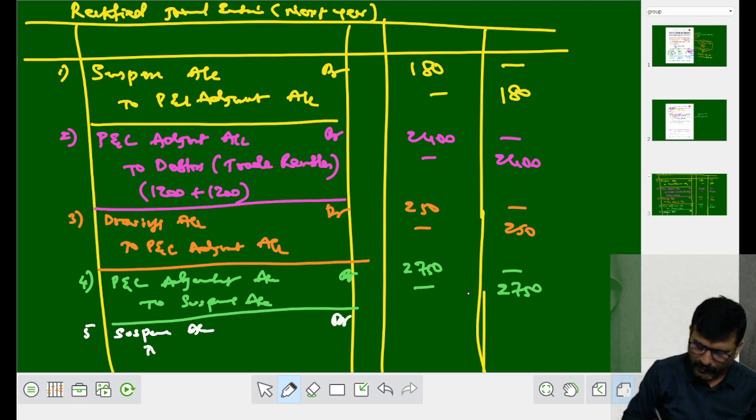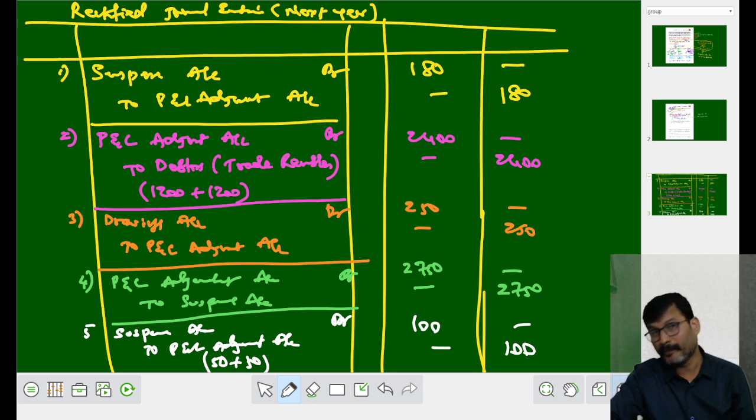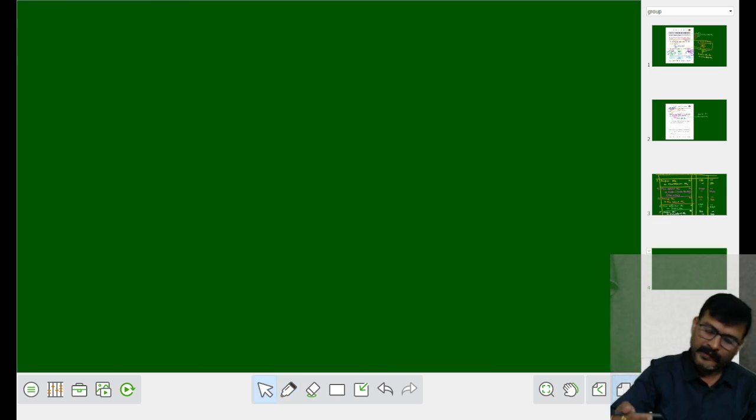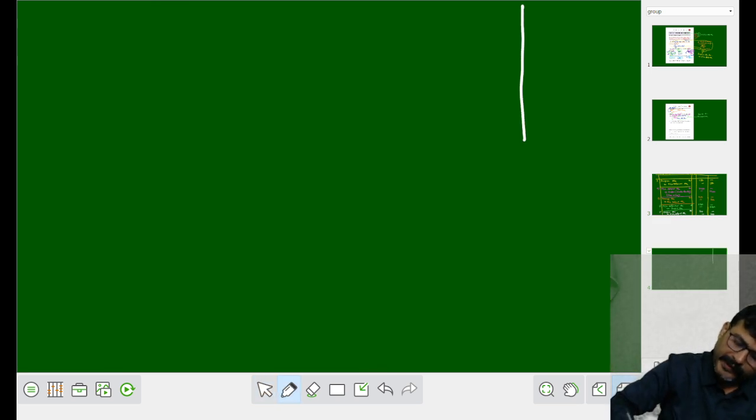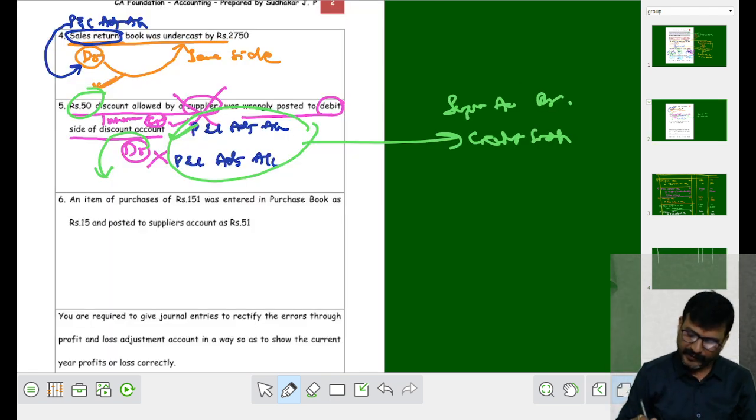Suspense account debit to P&L adjustment account, 50 plus 50, it comes what? 100 dash 100. Being wrong debit in discount account is rectified.